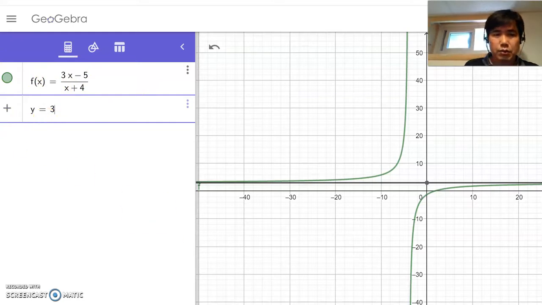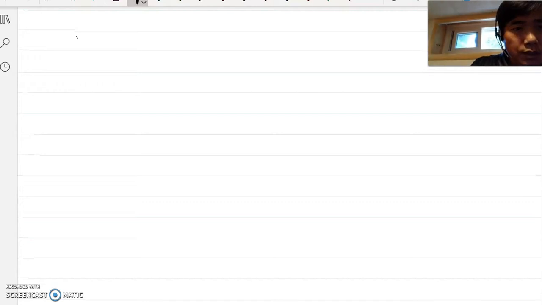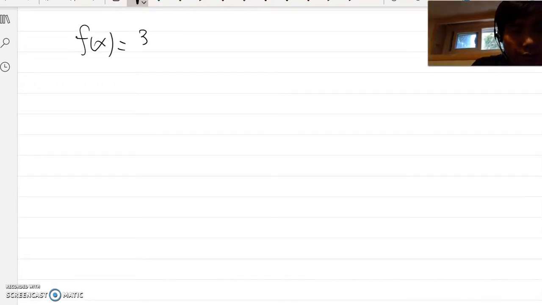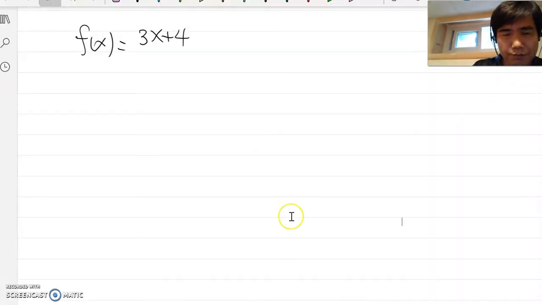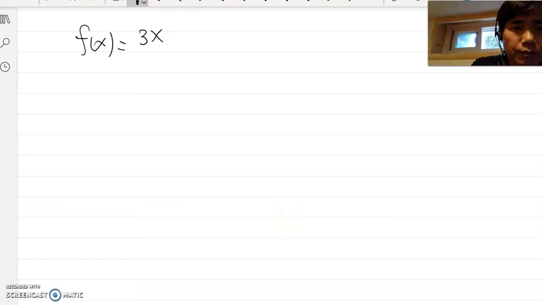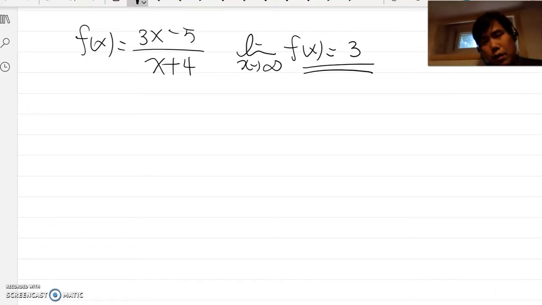Okay, so I'm going to go to the whiteboard and then explain how we can define why the limit becomes 3. So the given function was f(x) equal to (3x minus 5) over (x plus 4), and we confirm that the limit as x moves to infinity of f(x) is basically 3. Then we want to find out how we can confirm this.